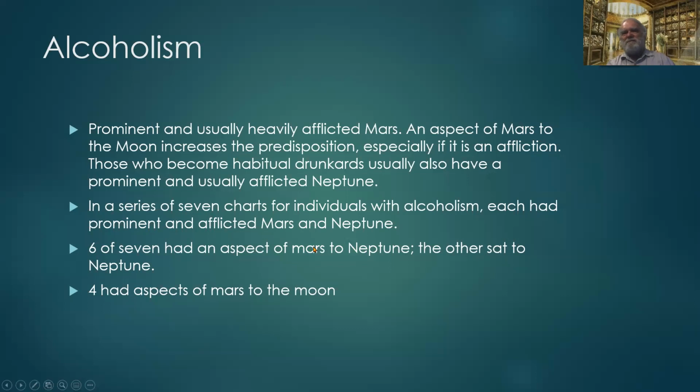These two planets are just really incompatible. Like the one is so aggressive, right? And the other is so passive and weak, right? So that's a difficult combination there. The seventh one had an aspect of Saturn to Neptune. So here you would have the receptivity of Neptune and the negativity of Saturn. That doesn't sound like anybody's good idea. That was likely to cause a discord. And then four of them had aspects of Mars to the moon, four out of the seven, but that didn't end up being prominent in that series.